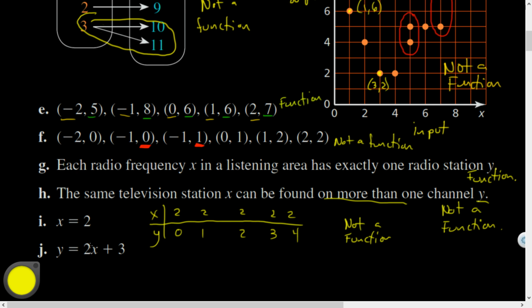All right, Y is equal to 2x plus 3. Is this ever going to give me, let's see, let's pick some values for X. I'll pick -1, 0, 1, 2. -1 for X, 2 times -1 is -2, plus 3 is 1. 0 for X, 0 plus 3 is 3. 1 for X, 2 times 1 is 2, plus 3 is 5. And then this next one is 7. It looks like every input is only going to give me one output, so I believe that's a function.